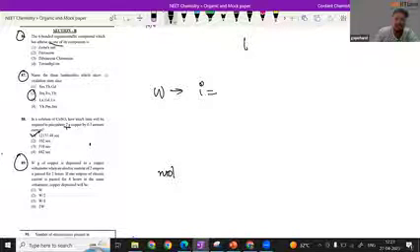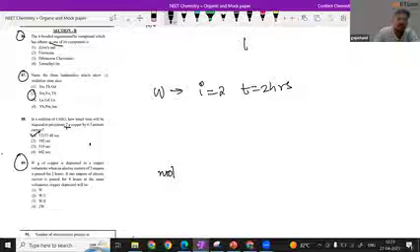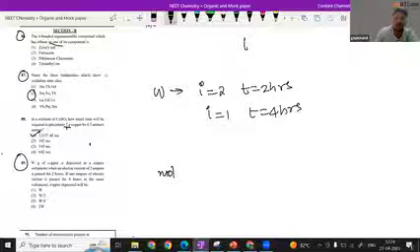How much current did it take? 2 ampere, and for how much time? 2 hours. In the other case, with the same voltameter, this time the current is 1 ampere and the time is 4 hours. So they are asking how much weight will be deposited.